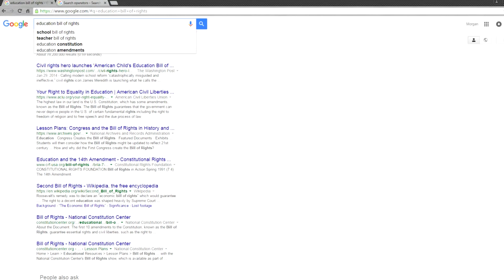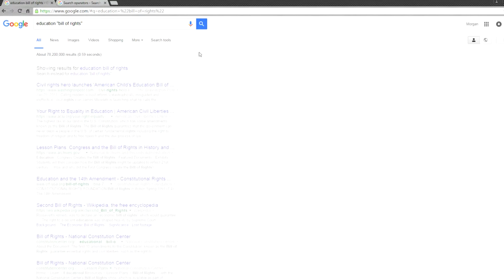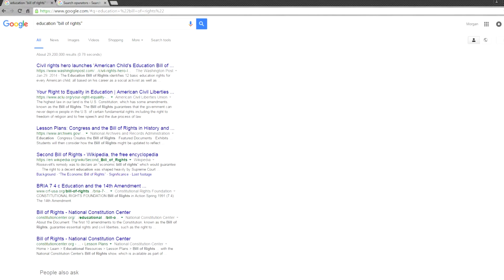But we have a whole bunch of stuff that could be, like here we have rights, just talking about civil rights. But maybe we were looking for only education in the Bill of Rights. So what we're going to do is put quotations around Bill of Rights. That tells Google these words have to stay together. This is one phrase that we're looking for. You can't split them up. So put those quotations, and this will narrow it down.